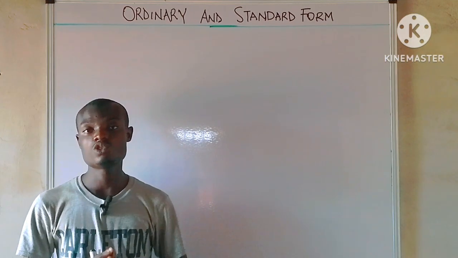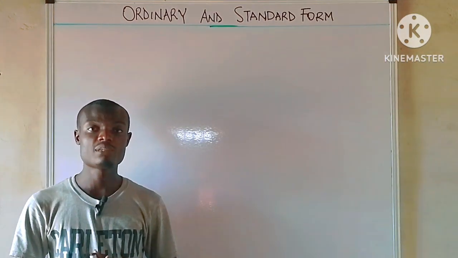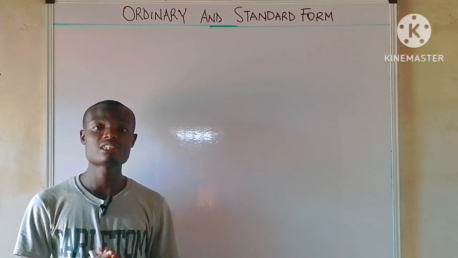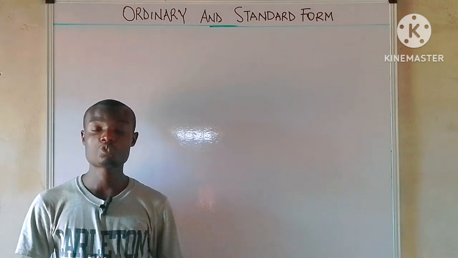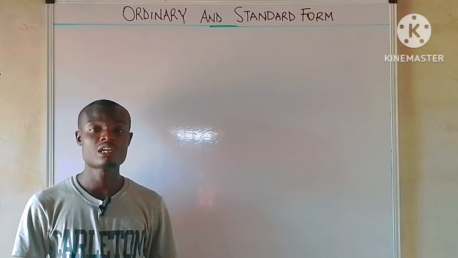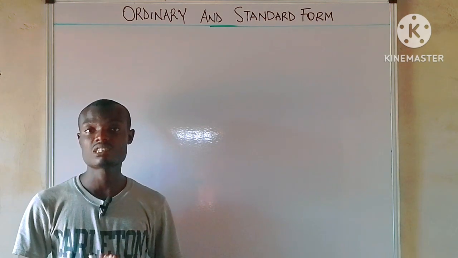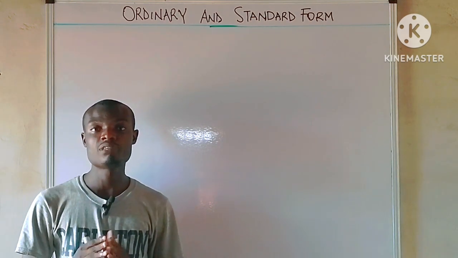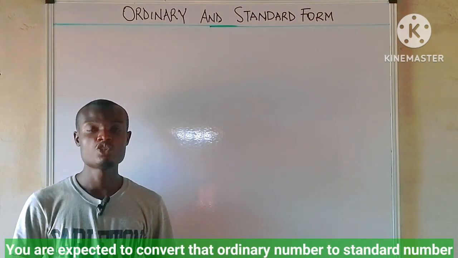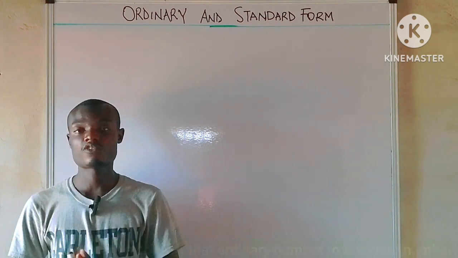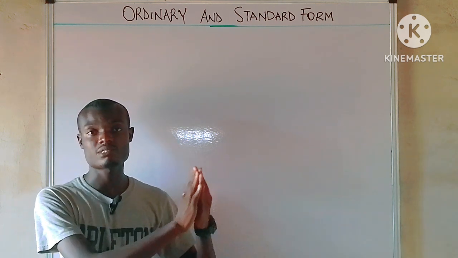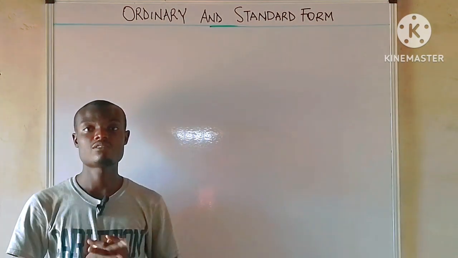In today's video, we are going to look at an important topic in mathematics, which is ordinary and standard forms of number. In your JAMB examination, you could be given a calculation question and you will end up getting an answer in ordinary form, and you are expected to place that answer in standard form. So in this video lesson, I'm going to teach you how you can convert ordinary forms of number to standard form and from standard form back to ordinary form.